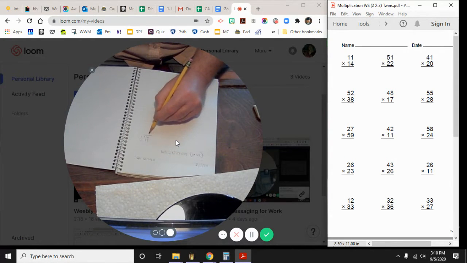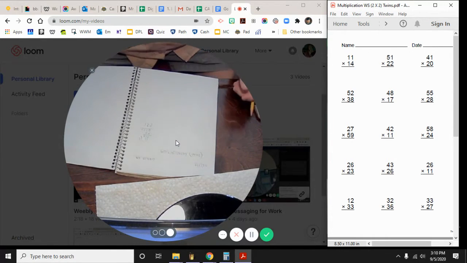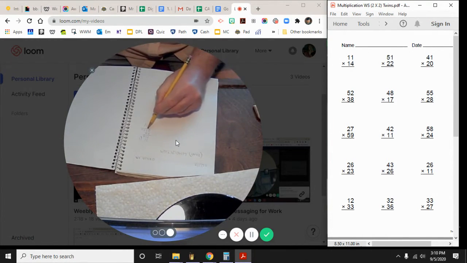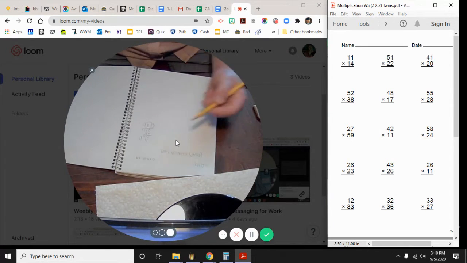So 4 times 1 is 4, 4 times 1 is 4. Don't forget your 0, 1 times 1, and 1 times 1. So this comes out to 154. There's my first problem done. Circle my answer. Nice and neat.